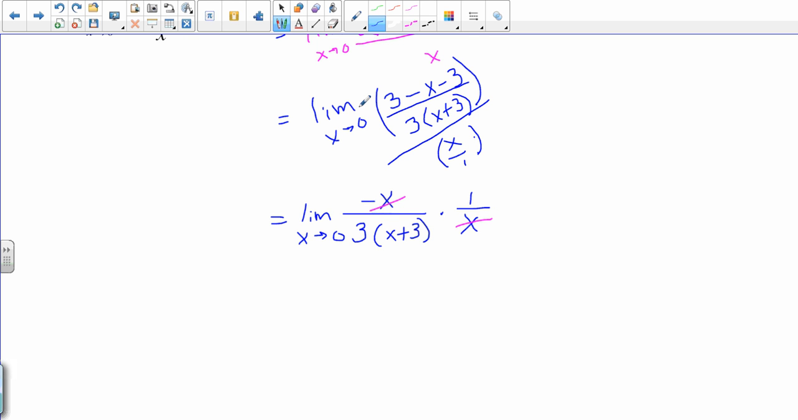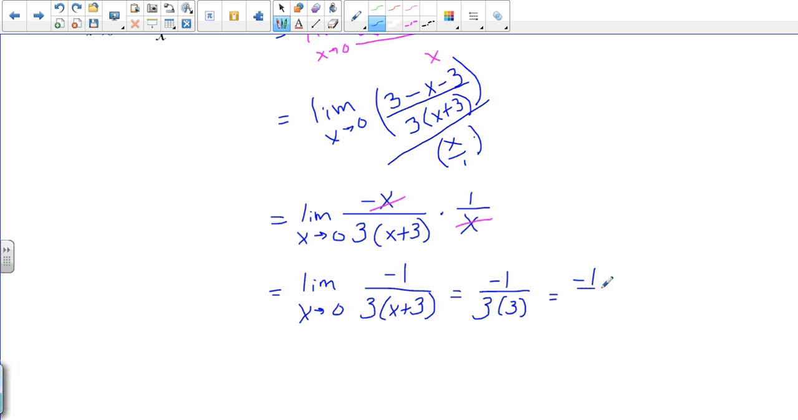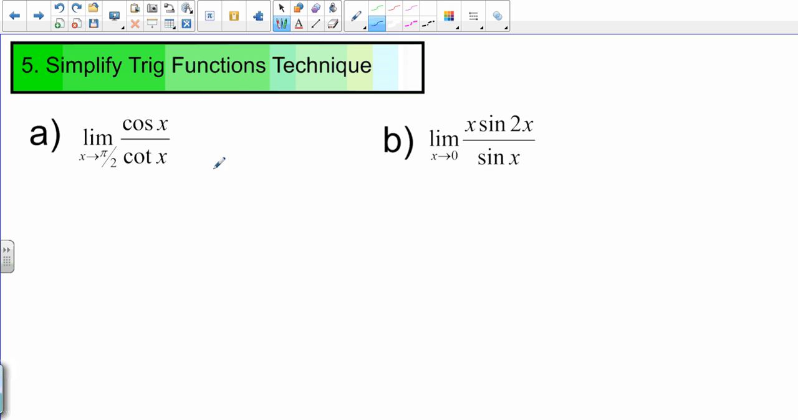That brings me to my next line, the limit as x approaches 0. I'd have negative 1 on top and 3 times x plus 3 on the bottom. Plug in 0 and I am going to have negative 1 over 3 times 3. Looks like we get an answer of negative 1/9. Those are fun. Next one, simplifying trig functions.